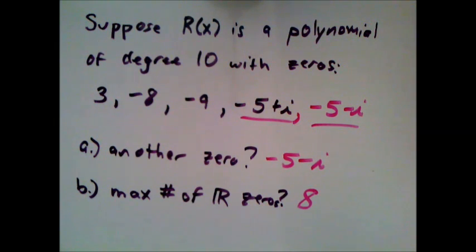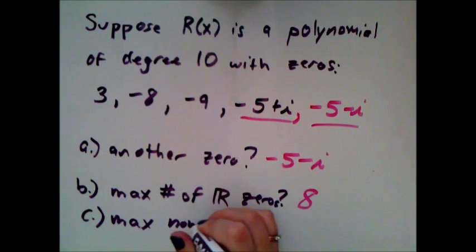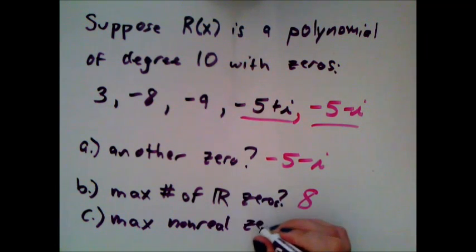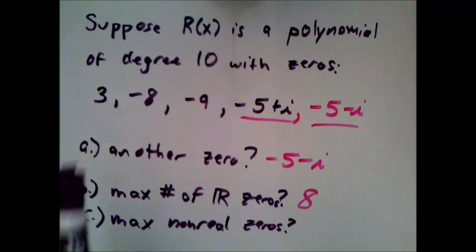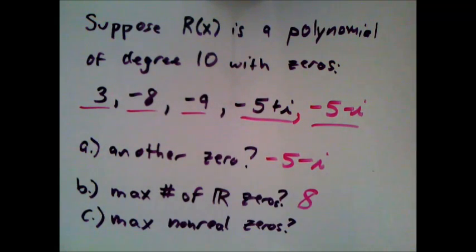Alright, then part C, what's the maximum number of non-real zeros they could have? So the max non-real zeros. Alright, well we have to keep in mind that those come in pairs. So let's see, we have 3 real ones. So if we have to have 3 real ones, right, if they already tell us some, we can't change those. So these 3 are already accounted for.